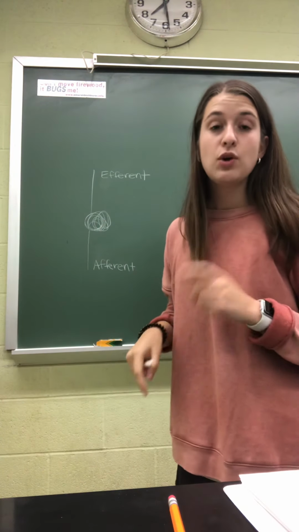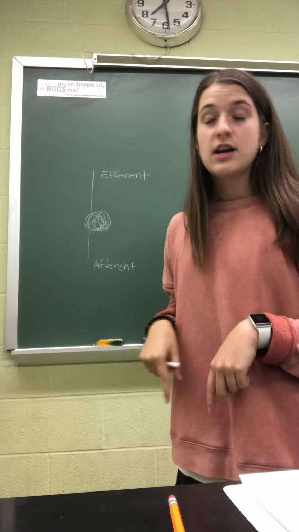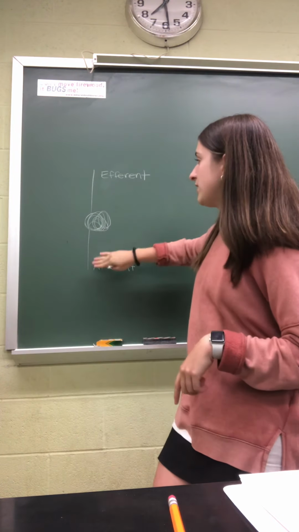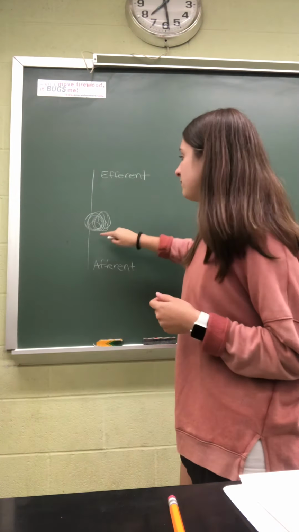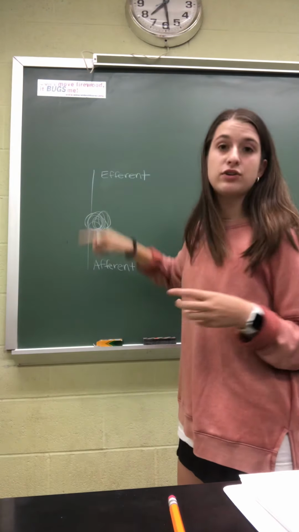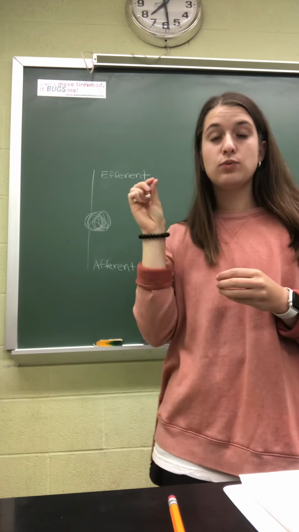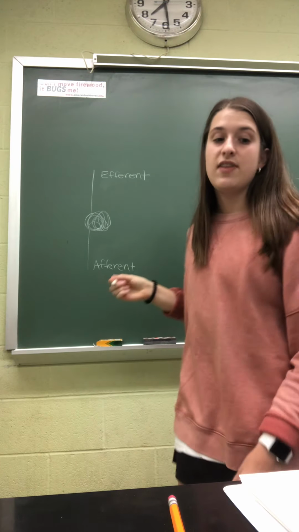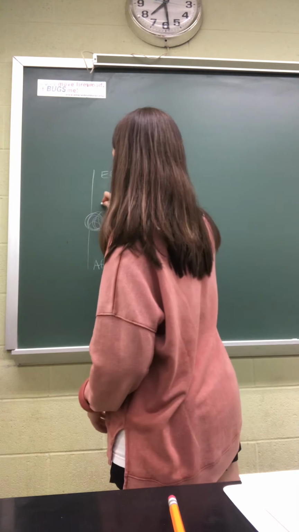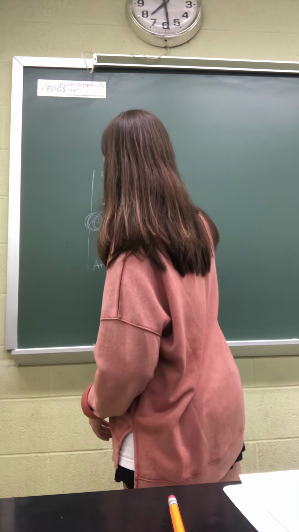So that's the same with our nerves. We have afferent bringing it towards, efferent leaving. So glomerulus, bundle of arterioles. These are going to be really small vessels. And then we have the Bowman's capsule, which is going to run around.